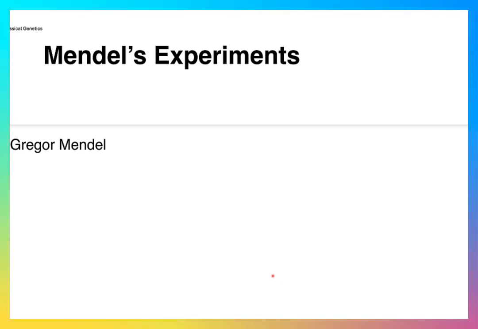Now we're going to move on to Mendel's experiments, which are the basis for what's known as Mendelian genetics. Gregor Mendel was a monk who lived in, I think it was about the 1800s, and he did a series of experiments with pea plants and took copious notes and came up with a very surprisingly accurate analysis of how genetics and how traits were inherited.